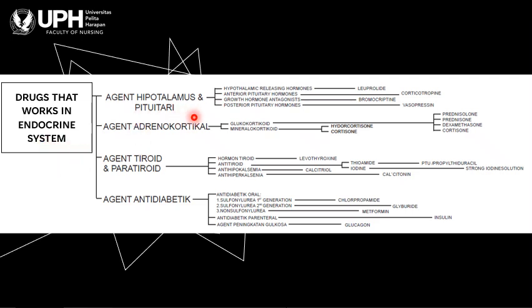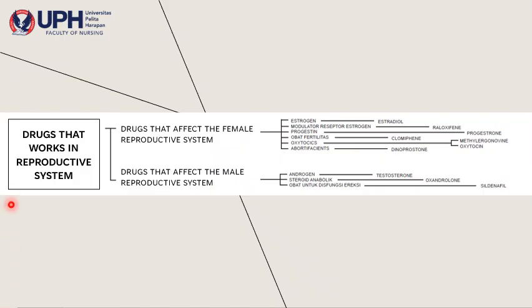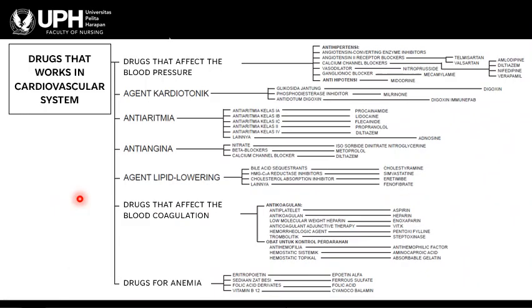Another type is the drugs that work in the endocrine system. So we have the hypothalamus and pituitary agents, adrenocortical agents, thyroid and parathyroid agents, as well as antidiabetics. As you can see here, these are the types of drugs that you will probably encounter during your journey as nurses. And these are the drugs that work in the reproductive system. You have the ones working in the female reproductive system and the male reproductive system, so you have estrogen for female and androgen for male.